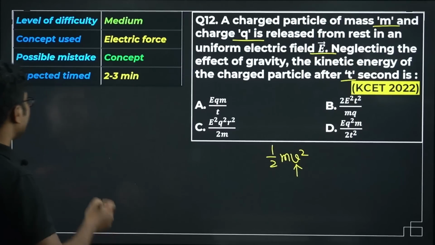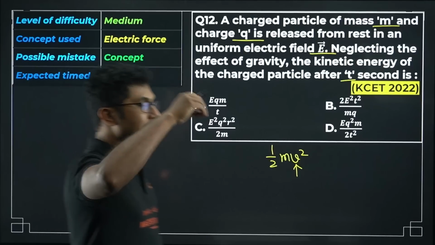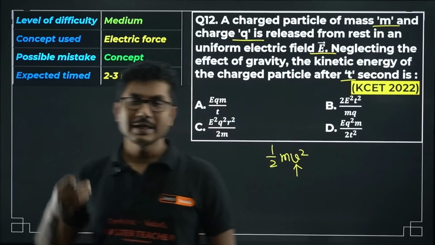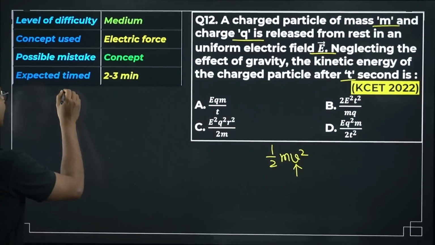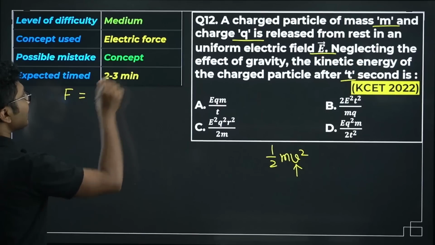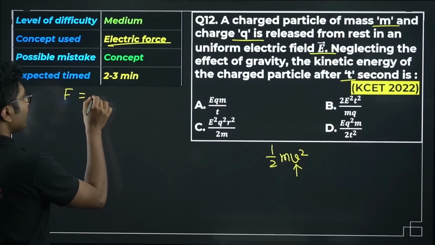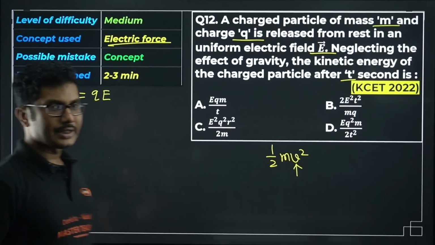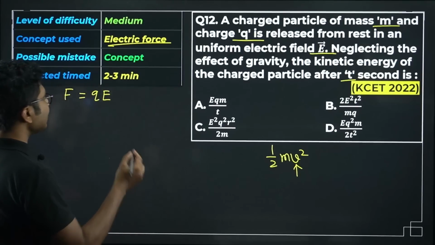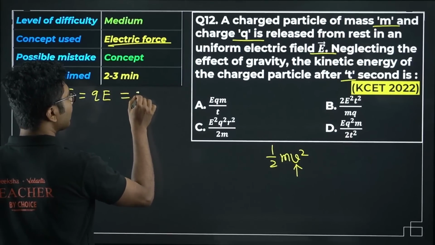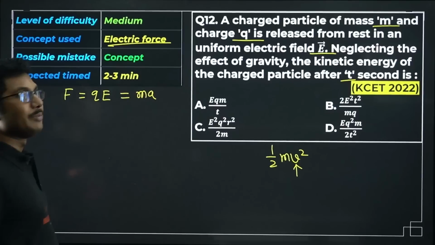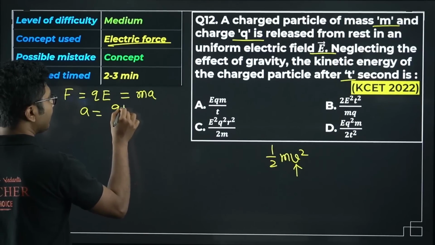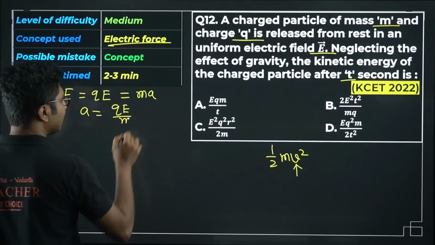How to do that? First, when you keep it in an electric field, what will it experience? It will experience an electric force. The concept is about electric force, so the electric force is qE. This is the force experienced by the charge. As long as there is a force, F equals ma, so qE equals ma. From here you can calculate the acceleration: qE by m.